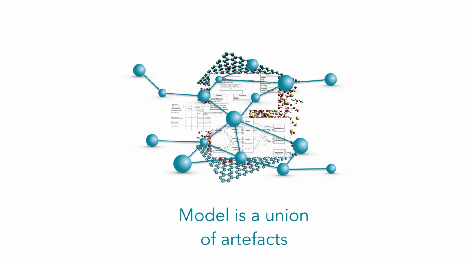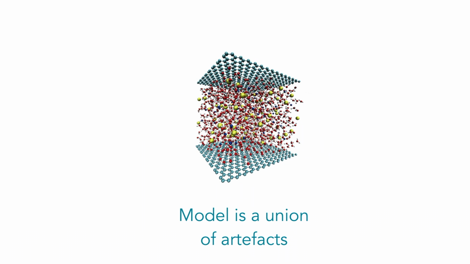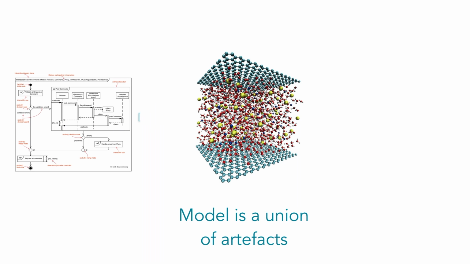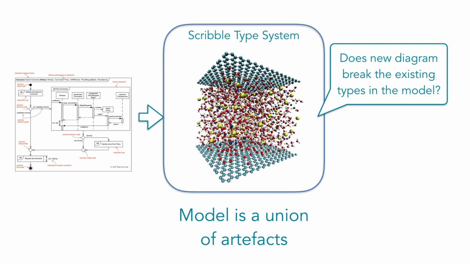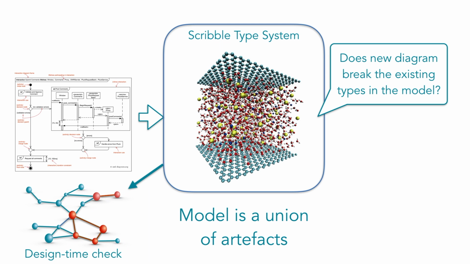Think of the model as a union of existing design artifacts. Each new artifact, such as a sequence diagram, is checked against the model to ensure new behavior does not break existing types. The Scribble type system, part of the compiler, performs this type checking to ensure freedom from live locks, deadlocks, race conditions, and other unintended consequences.